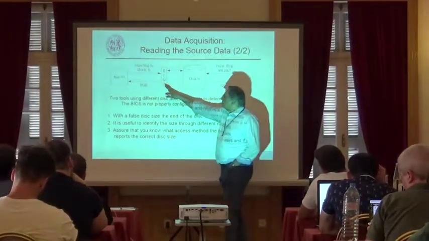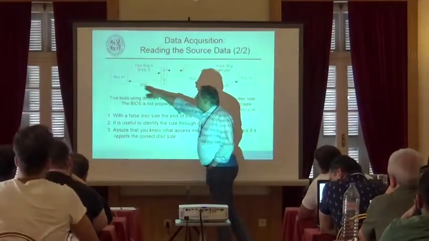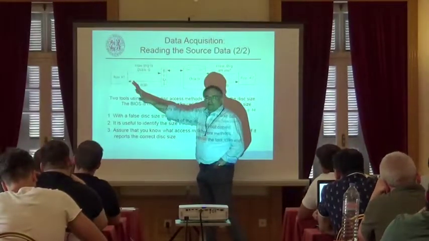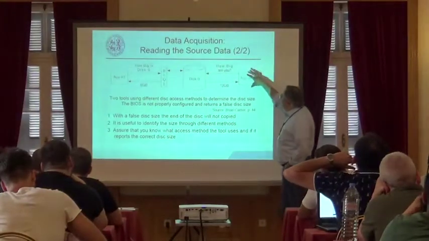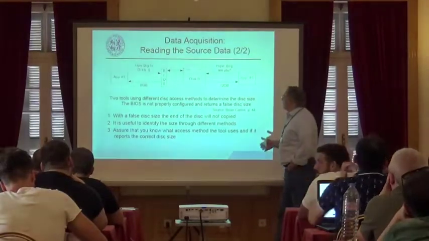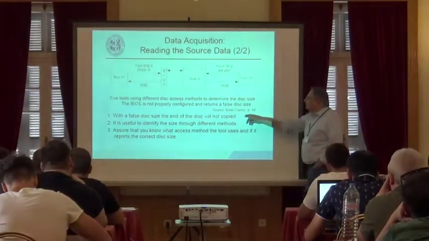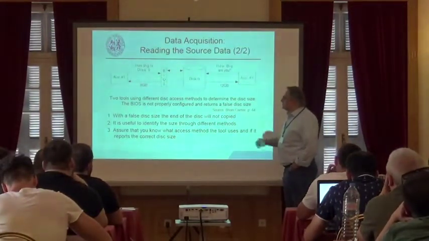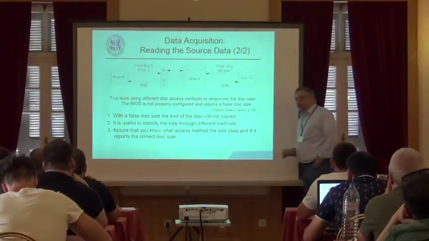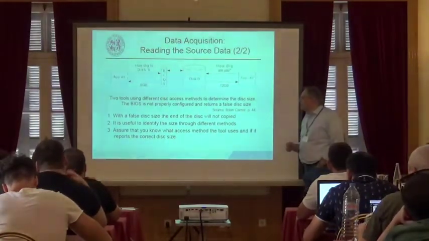So here we have a BIOS that thinks that the disk is 8 gigabytes. If we ask it how big is disk 0, it will respond 8 gigabytes. If we go to the controller and look at the disk itself, then we might get a different number, say 12 gigabytes. So which one is right? The problem is that if we get a false disk size because of a misconfigured BIOS, then the last 4 gigabytes at the end of the disk will not be copied, so we will have lost evidence.